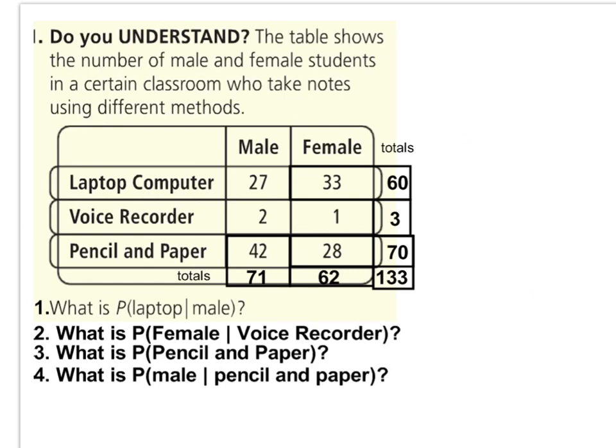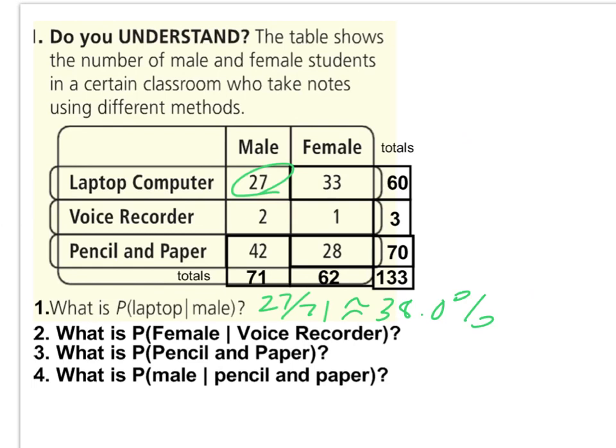So really what we're looking at here, the table shows the number of male and female students in a certain classroom who take notes using different methods. So it's the probability they take notes on their laptop, given that the respondent is male. So laptop is 27, male is 71. So 27 over 71 is what you should be coming up with. And approximating that as a percentage would be appropriate in this case. So that turns out to be about 38.0%. And again, the zero is important. It shows that I rounded to the nearest tenth of a percent.